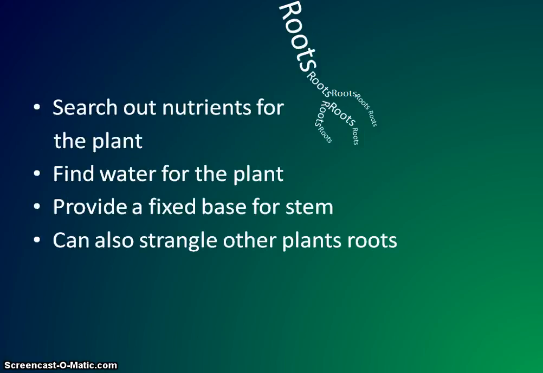Now, the roots are what the plant uses to search out nutrients and also water, but they also provide fixation for the plant. Otherwise, how would it grow upwards? It would just topple over without the roots. But they can also be used to strangle out other plants' roots in competitive settings. They can also steal other plants' nutrients.